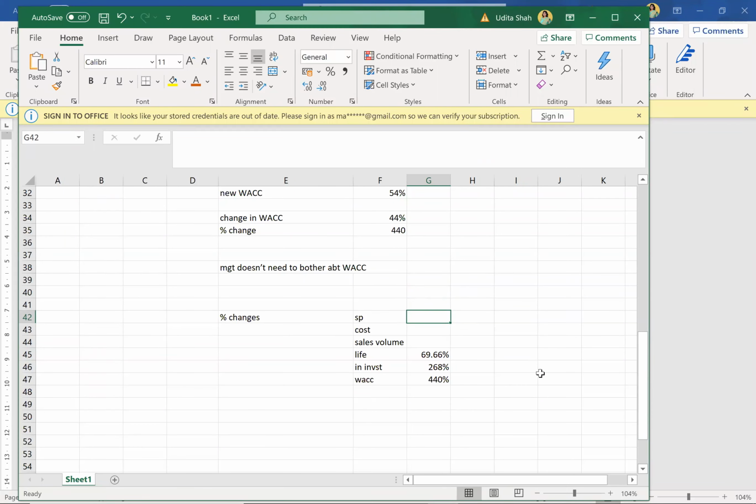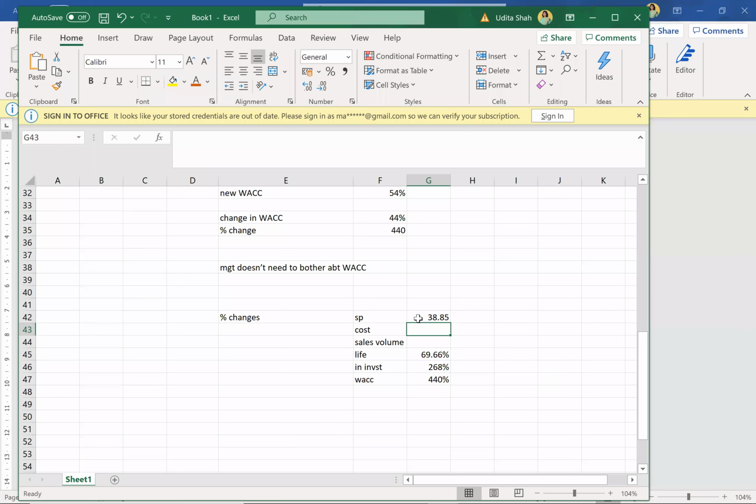Tell me these percentages, guys. Tell me for selling price, tell me for cost, tell me for sales volume, and tell me for life. One by one. Selling price is 38.85. 38.85.